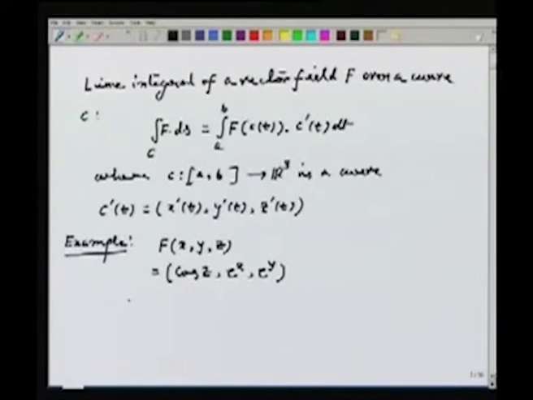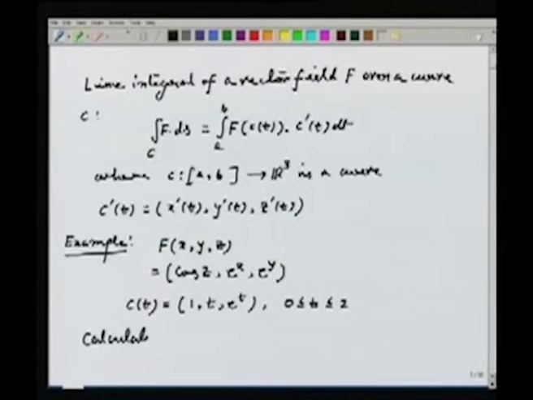Now I define a curve, that is C of t. The curve is defined as 1, t, e to the power t. And what is the variation of the parameter? Well, let us say 0 less than or equal to t less than or equal to 2. And I want to calculate the integral over C of f dot ds.